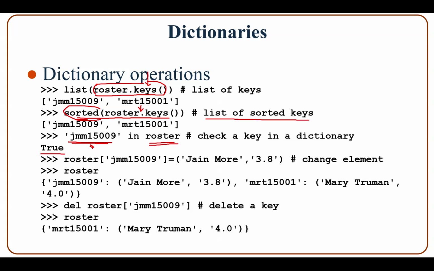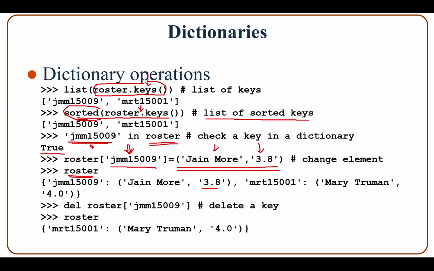If you want to change, for example, given the key JMM 15009, and you want to store something else, let's say a tuple with the name and also the grade, but a different grade, then you can do that by giving the dictionary the key. And later on you can show roster, display what roster has, and here you have a different grade now.